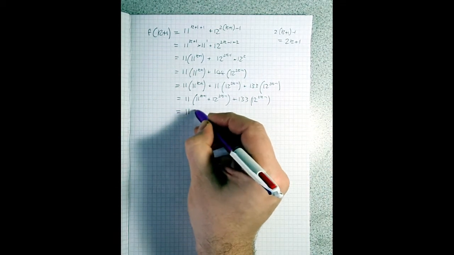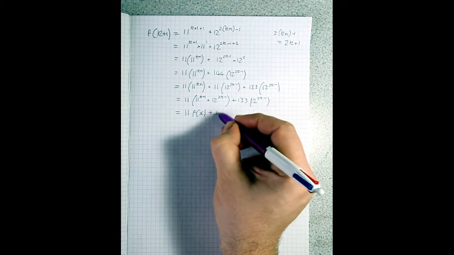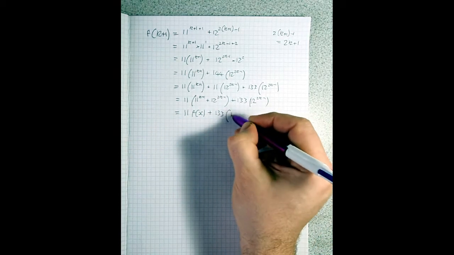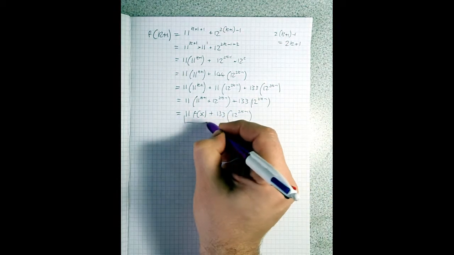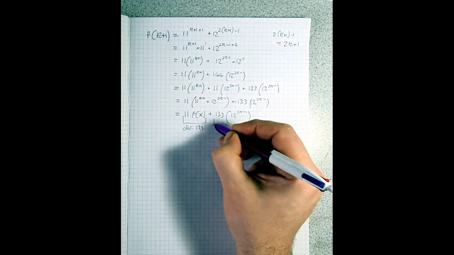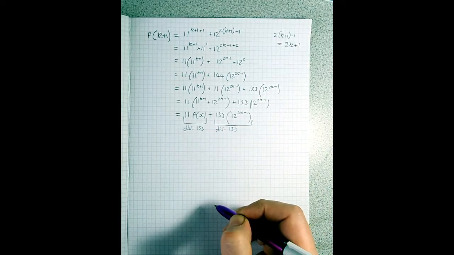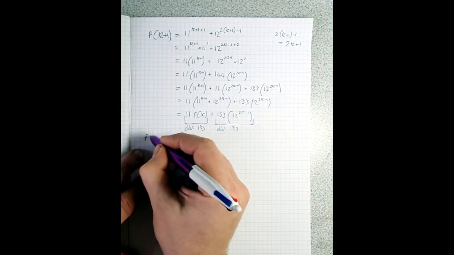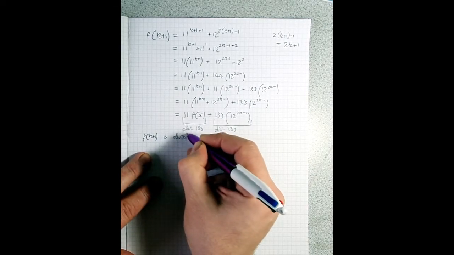So here we go, 11 f of k, well that must be a multiple of 133, and 133 lots of some whole number. So that must be divisible by 133, as is that. So f of k plus 1 is divisible by 133.